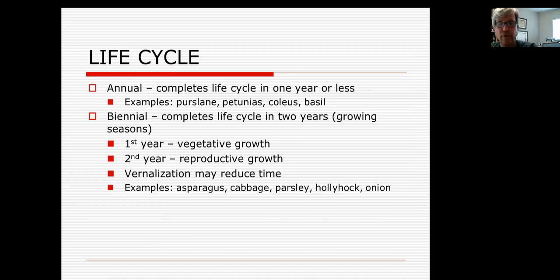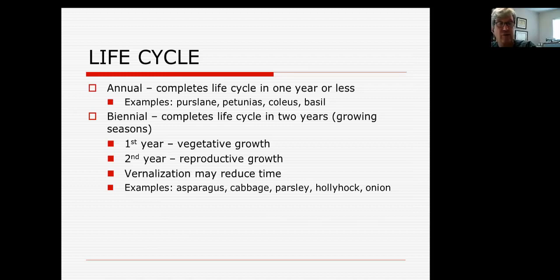Some examples of what are usually classified as biennials are asparagus. Again, the first year is all about getting roots and stems. And the asparagus we like to eat, at least the main edible asparagus, those flower stalks that come up the second year, that's what we're chopping off to eat, but it's not going to happen initially.